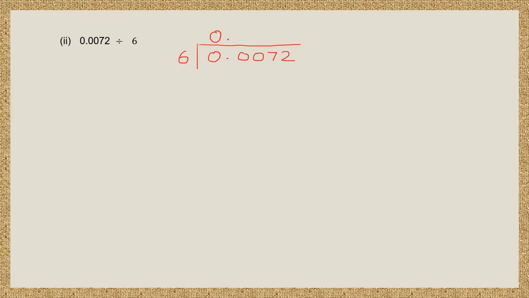Then I go on to the next digit, which is 0, so I put 0 again. Next digit also 0. Now I have 7, so I can do that division. 6 ones are 6, minus, 1. I bring down this 2. So my number now is 12. 6 twos are 12, minus. So I've got my answer. My final answer will be 0.0012.